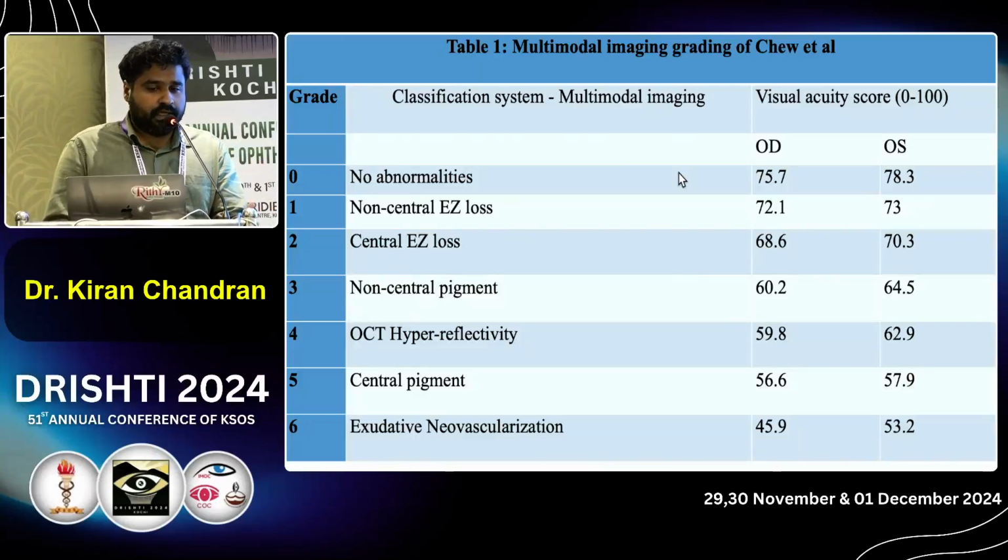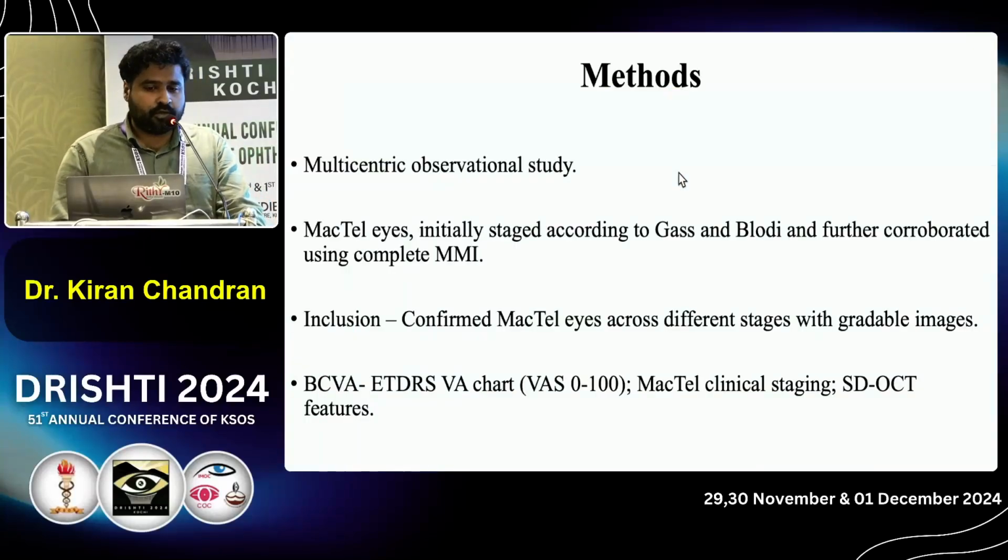Grade 0 was characterized by no abnormalities. Grade 1 by non-central EZ loss, grade 2 by central EZ loss, grade 3 non-central pigment, grade 4 OCT hyperreflectivity, grade 5 central pigment, grade 6 exudative neovascularization. And as the grade of the disease progressed, the visual acuity also dropped. Ours was a multi-centric observational study involving 3 centers in India.